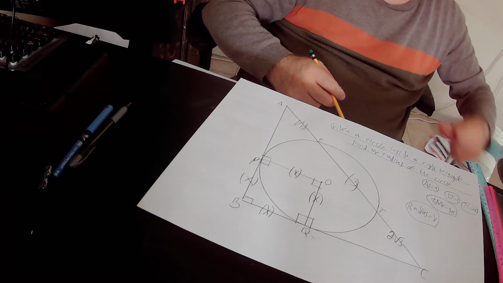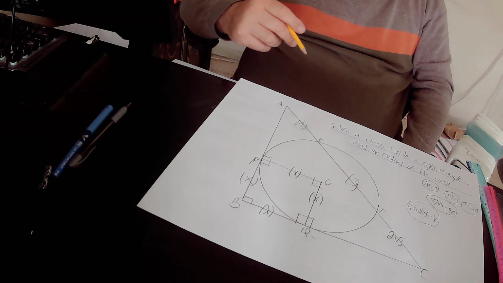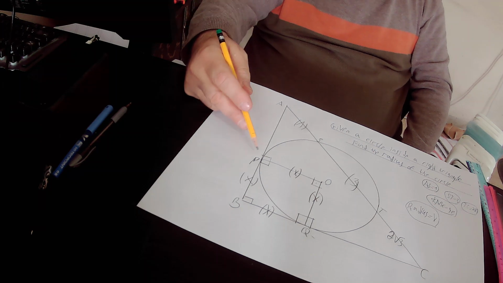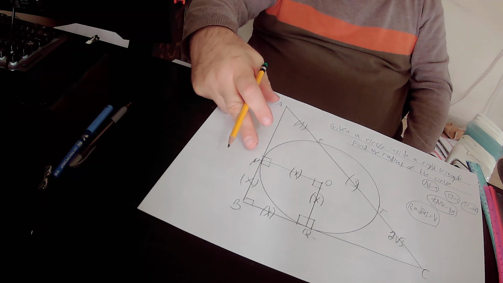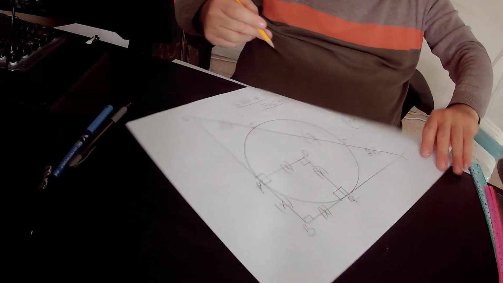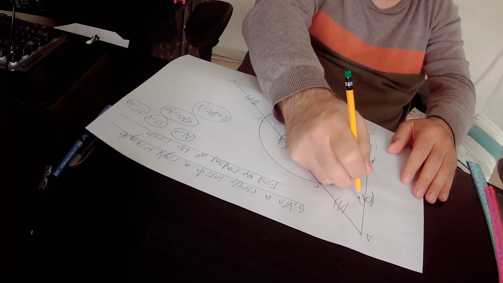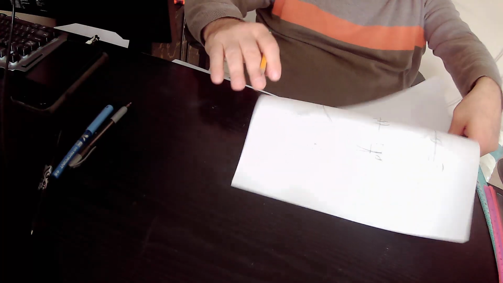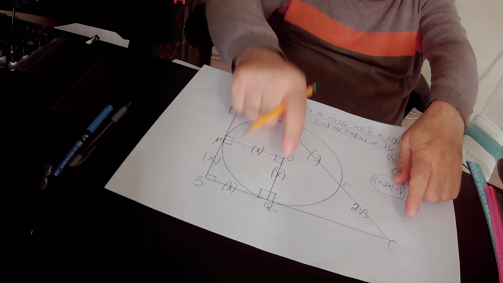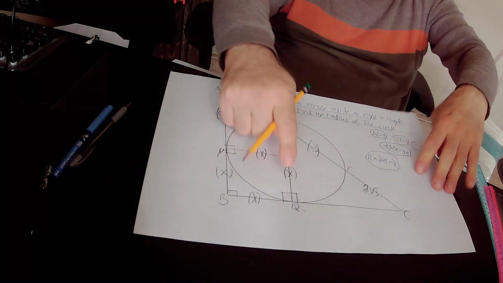Okay. So in the next step, we'll define side AP, line segment AP, as a. And we'll define this line segment QC as b.